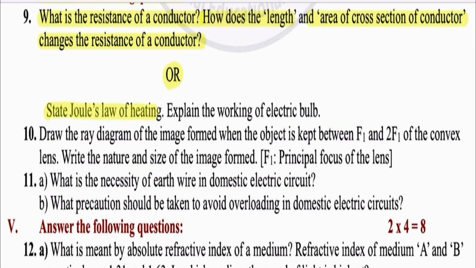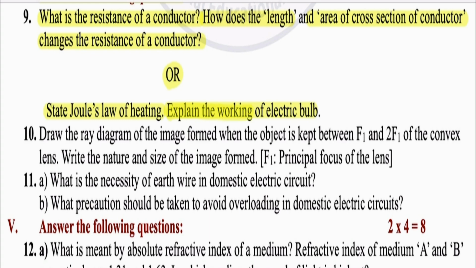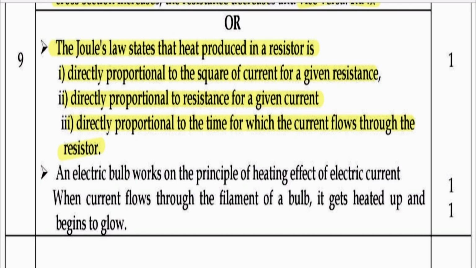State Joule's law of heating. Explain the working of an electric bulb. Joule's law states that the heat produced in a resistor is directly proportional to the square of current for a given resistance and directly proportional to the time for which the current flows through the resistor. This is the question. Explain the working of an electric bulb. An electric bulb works on the principle of heating effect of electric current. When current flows through the filament of a bulb, it gets heated up and begins to glow.